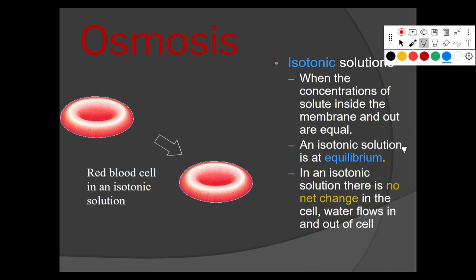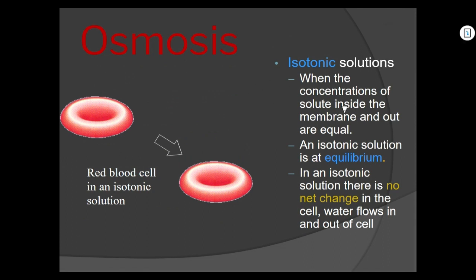Right. So when the concentration is the same inside and outside the cell, you have this isotonic solution. Right. And an isotonic solution is at equilibrium. So there is no net change. Water flows in and out of the cell, but at the same rate. Right. So again, the cell will not swell up and burst, or it will not lose water and shrivel up if it is in an isotonic solution. It is at equilibrium. So no net change in the cell.